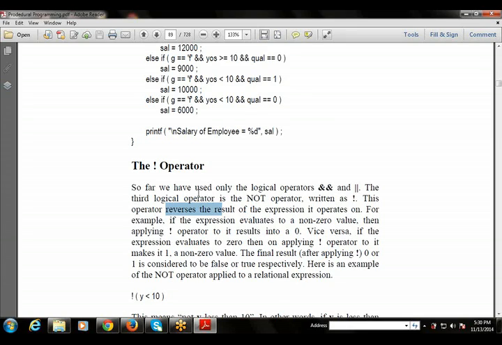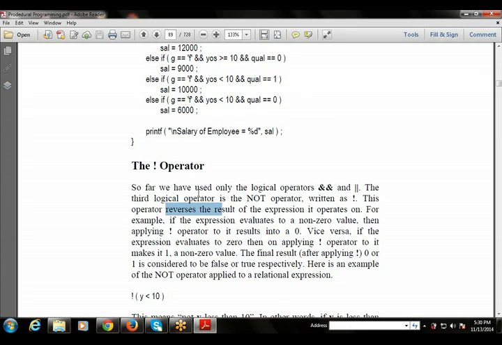For example, if an expression evaluates to a non-zero value, then applying the exclamation operator to it results in a 0, and vice versa. If the evaluation results in 0, then applying the exclamation operator makes it 1, that is a non-zero value. So if it is 0, it makes 1. If it is 1, it makes 0. The final result after applying the exclamation mark, 0 or 1, is considered false or true respectively. Here is the example of the NOT operator applied to a relational expression.